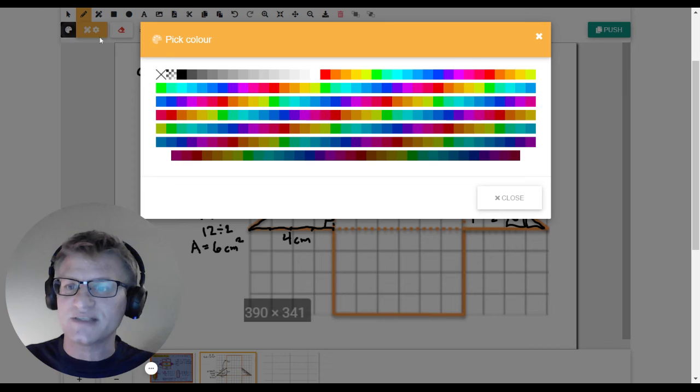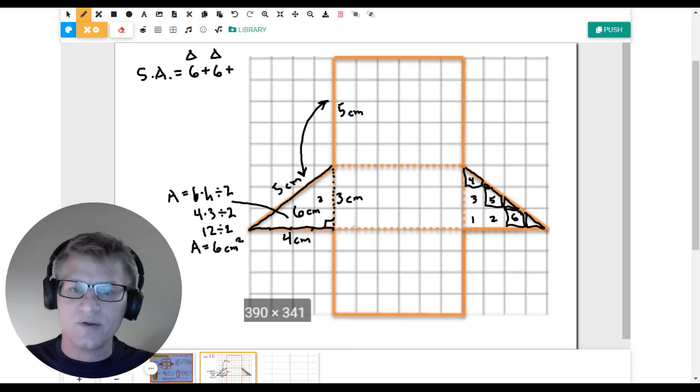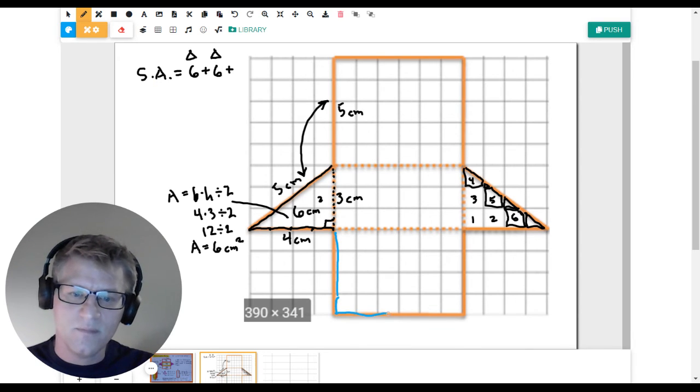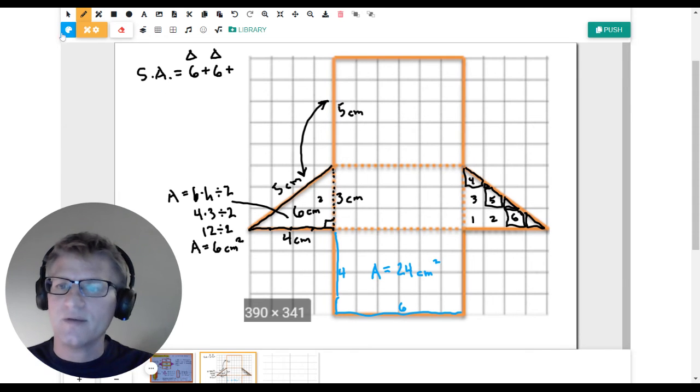So I'm going to go changing colors now. Let's make this one blue. This one down here, 4 times 6. I hope you guys can all see that. 6 here and 4 there. I hope you don't take issue with my counting. So I know the area of this shape is going to be area equals 24 centimeters squared.